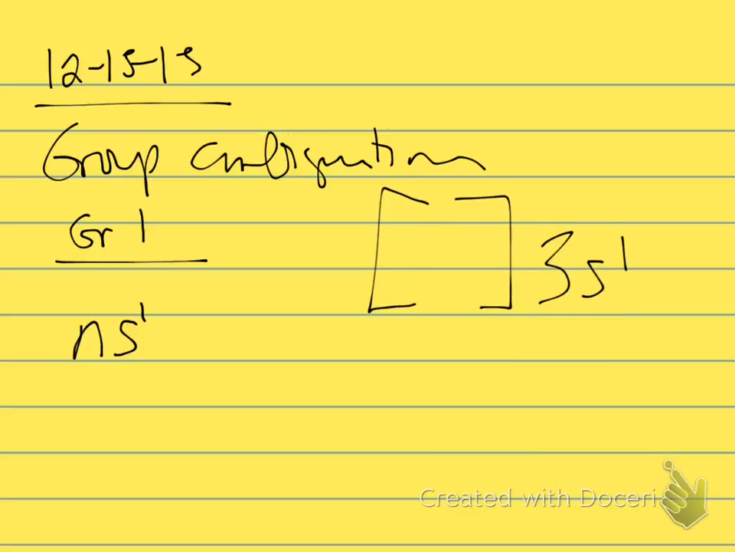If it's in the sixth period, some noble gas plus what? 6s1. So it's whatever they all end with, basically. That's the group configuration. Yes, ma'am?